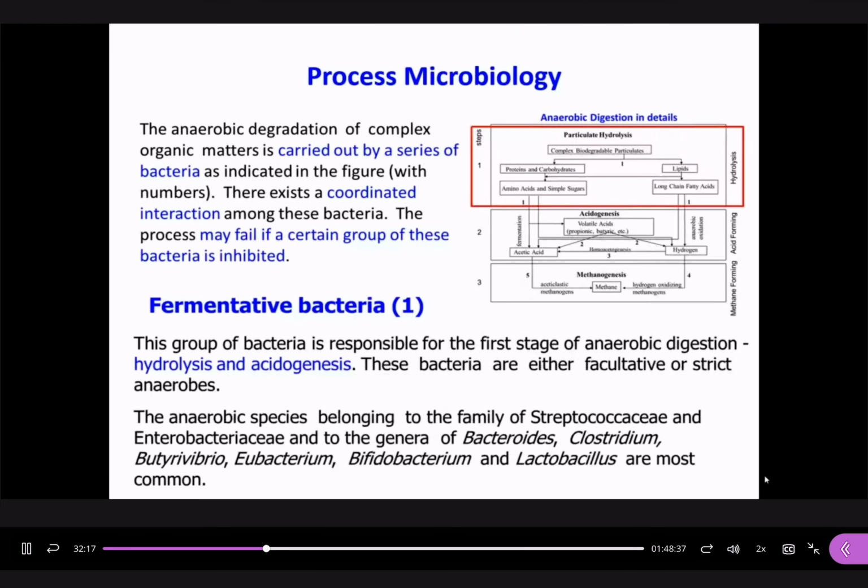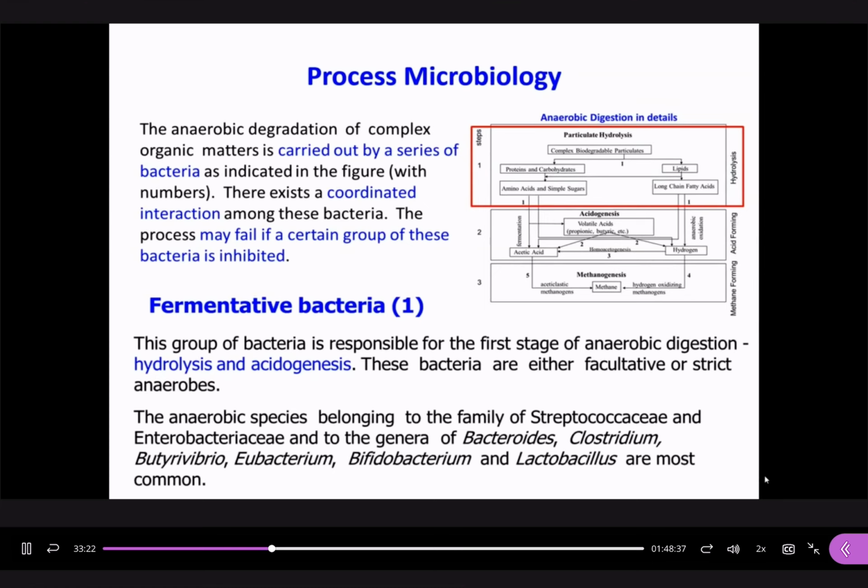So what are the microorganisms involved in each step? The first step is hydrolysis and fermentation. The whole process is carried out by a series of bacteria, a group of bacteria. As indicated in the figure with numbers, this is group 1, group 2, group 3, group 4, and group 5. There is a coordinated interaction among these bacteria, so they work together. If one step fails, that will disrupt the whole process. The process may fail if a certain group of these bacteria is inhibited.